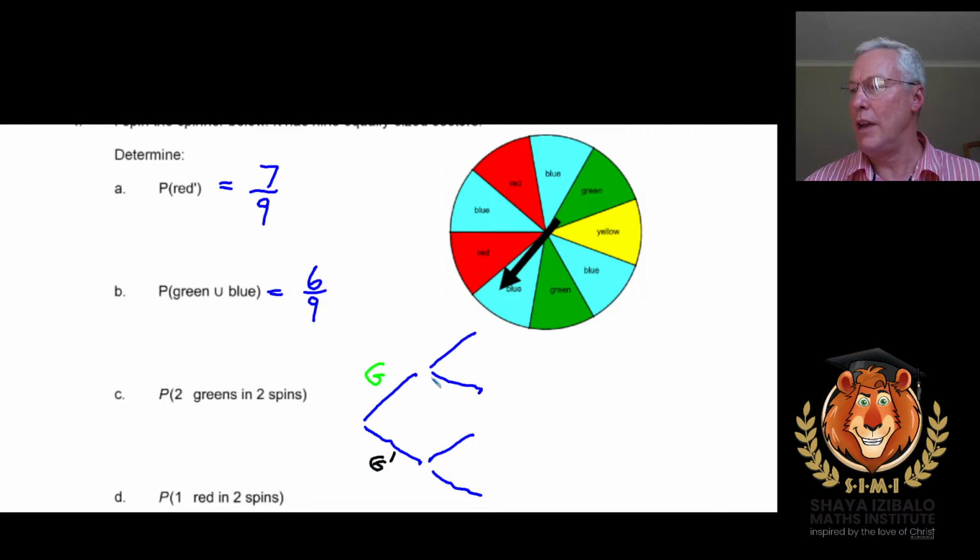The probability of getting a green on the first spin would be, sorry, I want 2 greens in a row. So actually, I'm going to use this for the next question. The probability of getting a green on the first spin would be 2 out of 9, and the probability of getting a green on the next spin, another 2 out of 9. Because they're independent, I can multiply. So the probability of 2 greens in 2 spins is 4 out of 81.